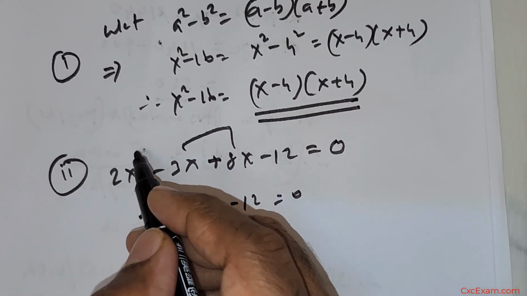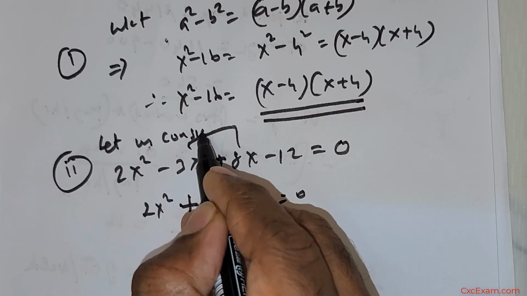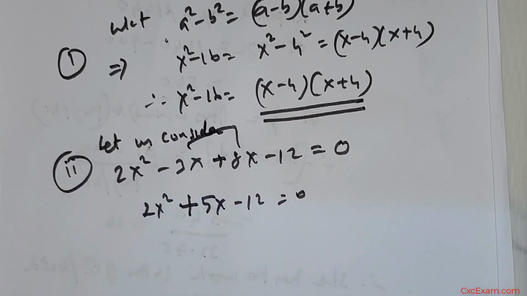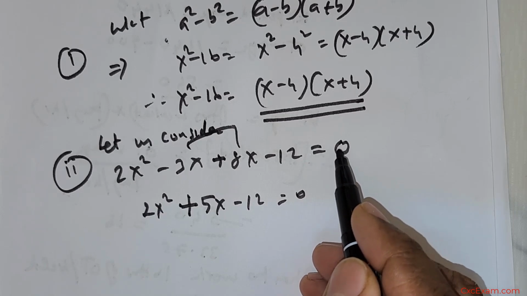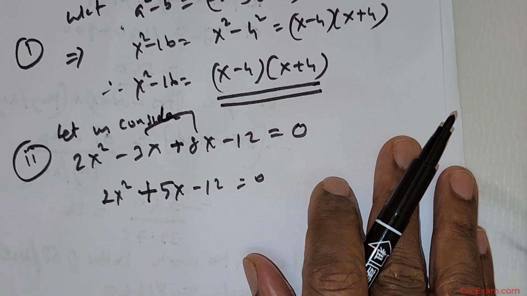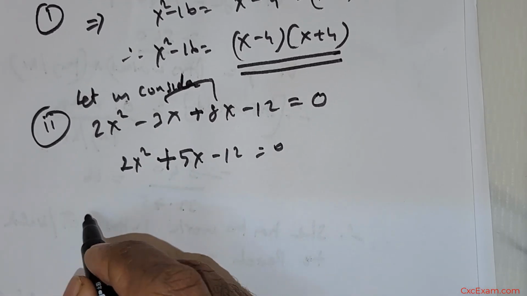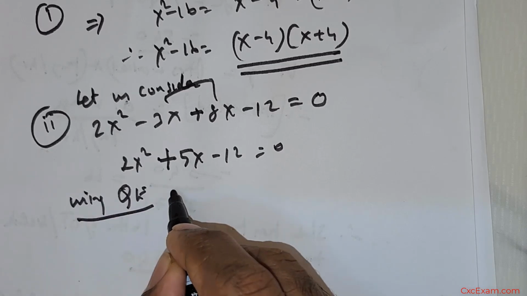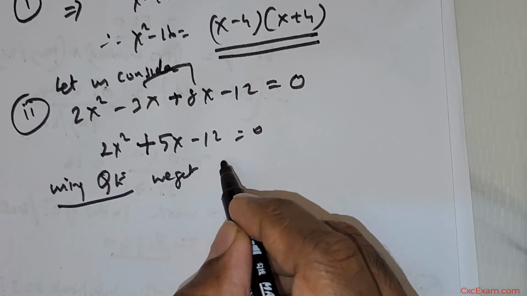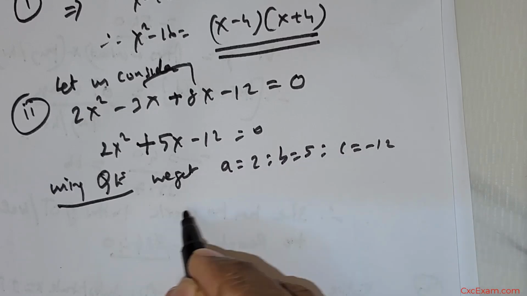So over here you can just state it like this: let us consider. So they have given it as an expression. We are taking it as an equation because we are equating it to 0. So now we have to factor this. How are you going to do that? I'm going to use quadratic. So using quadratic equations, we get, so what do you get? You get a = 2, b = 5, c = -12.